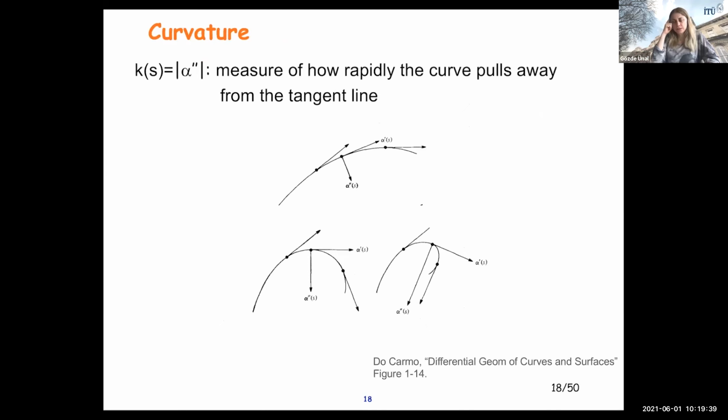Another important concept to define a curve is curvature. Typically the notation is kappa of s, and it is proportional to the second derivative of the curve. If it's arc length parameterized, it's just alpha double prime of s. It's a measure of how rapidly the curve pulls away from the tangent line.